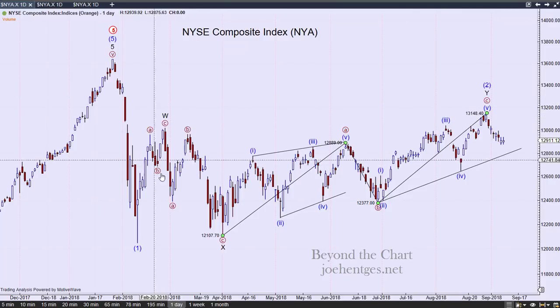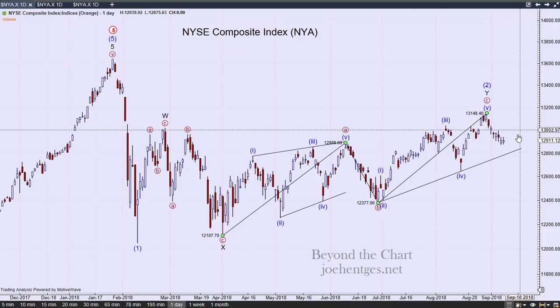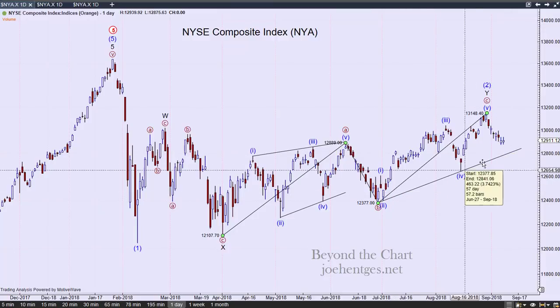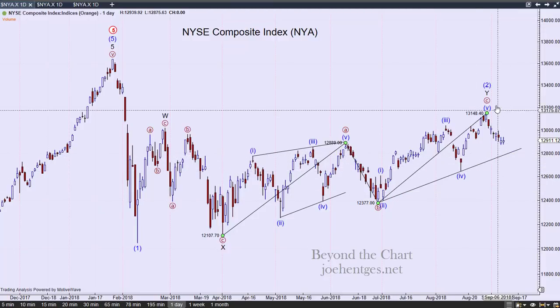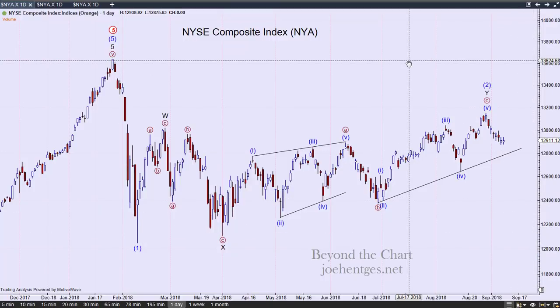This is a very complex corrective, overlapping waves that have continued to move sideways for 7 months. And now if we break this trend line in here, I think the selling is going to accelerate and the direction is down. Okay, so that's the picture there.